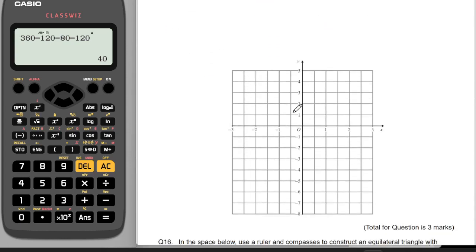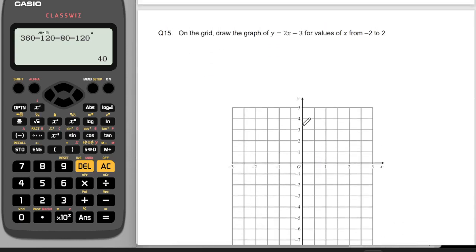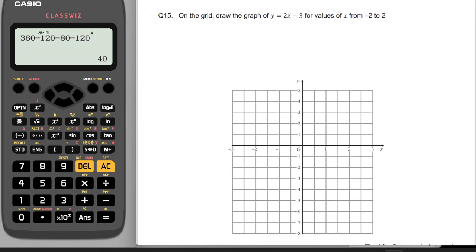Okay, question 15. On the grid, draw the graph of y is equal to 2x minus 3 for the values of minus 2 to 2. So I'm going to take a shortcut on this. There is nothing wrong with doing a table of values. In fact, I'll do the table of values to check. But I tend to draw it from principles of graphs. So y is equal to mx plus c. So m would be equal to 2, that's the gradient, and the intercept on the y-axis would be minus 3. So minus 3. And for every one full graduation across, I'm going to go up 2.